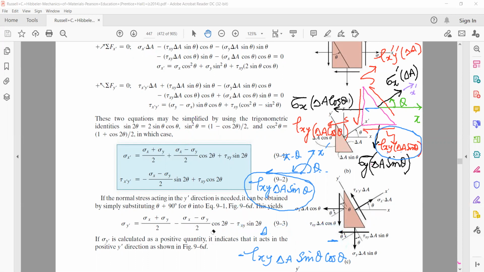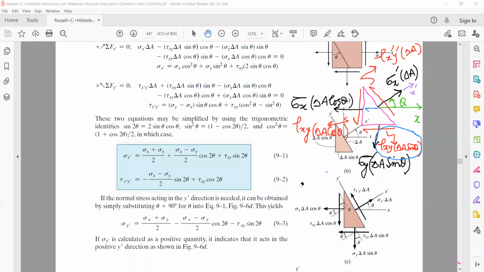Now take the third term. The third term that has been written is sigma y delta A sine theta. That is this component, this force. So this force is acting along the downward direction. It is sigma y delta A sine theta. And this is our x prime, and this angle is given to us as angle theta.